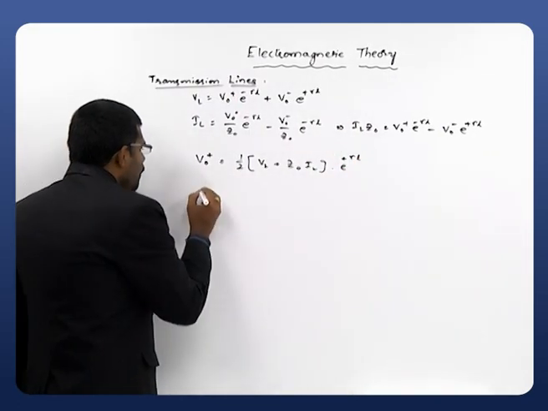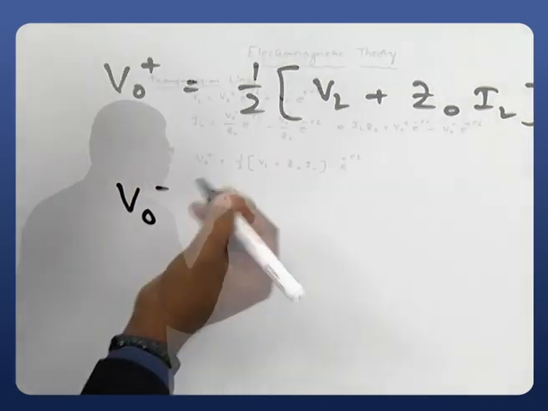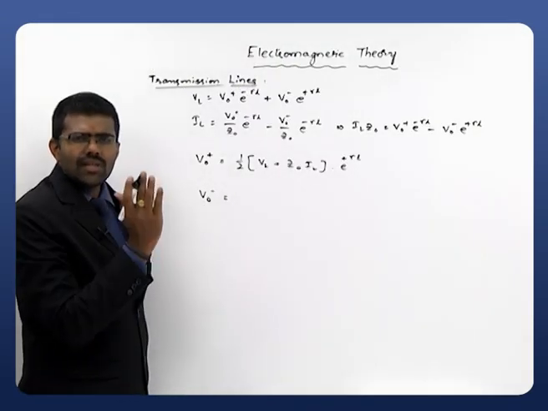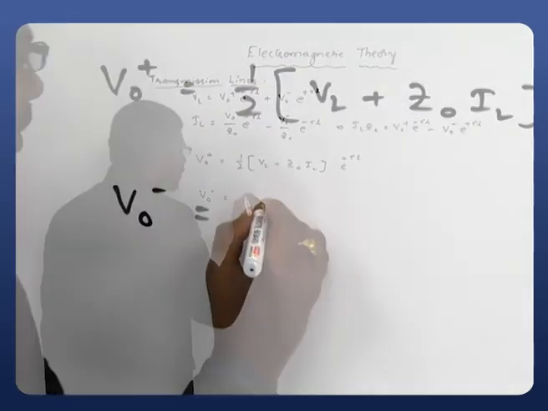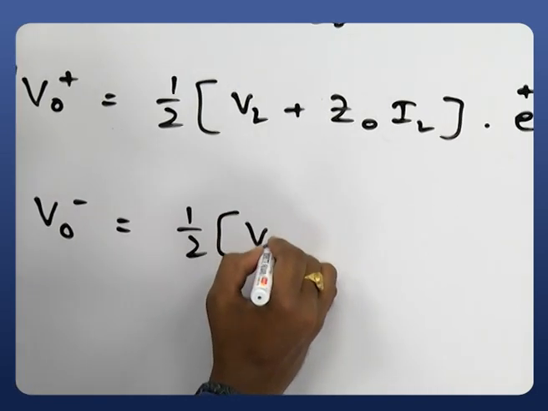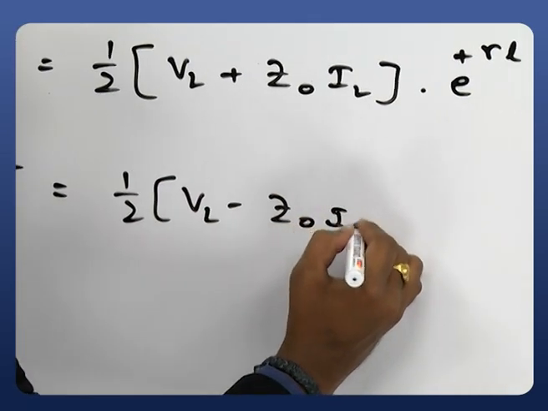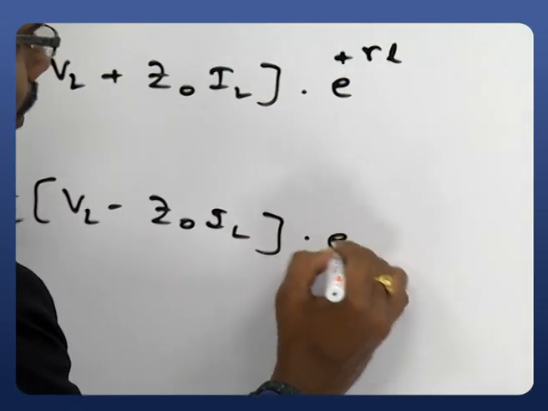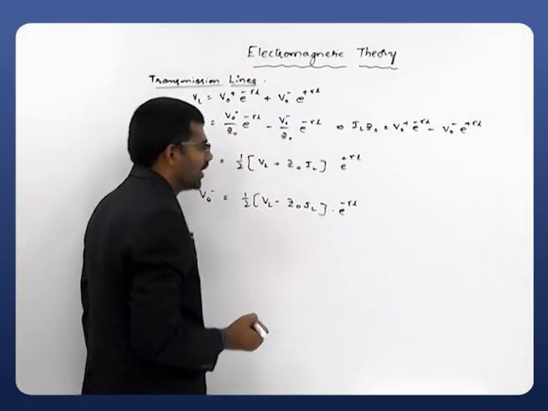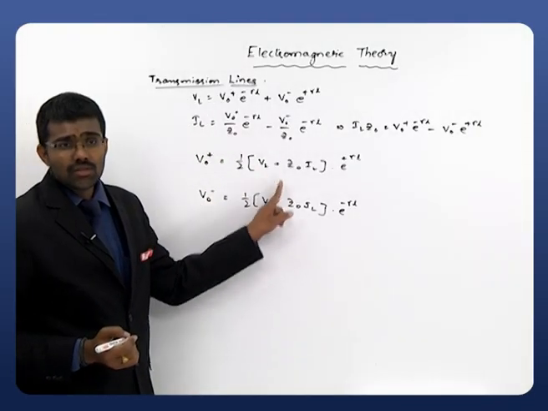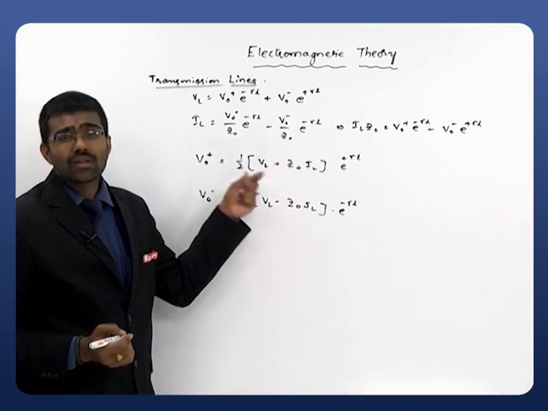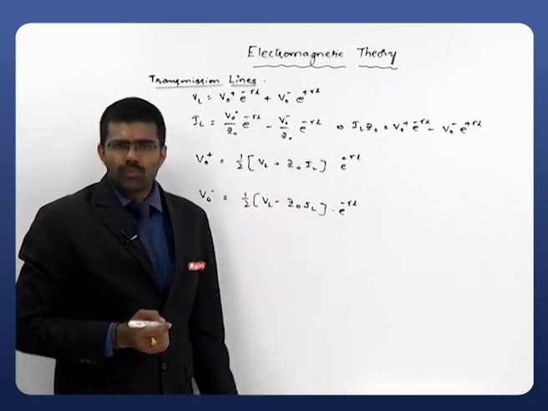And similarly you will get V naught minus, the voltage which is traveling in negative z direction, which equals 1 by 2 of VL minus Z naught IL e power minus gamma L. These two quantities are required to derive our input impedance.